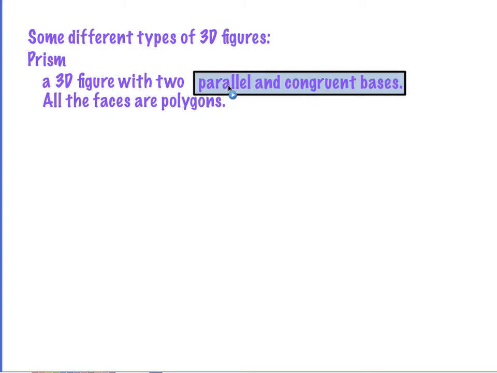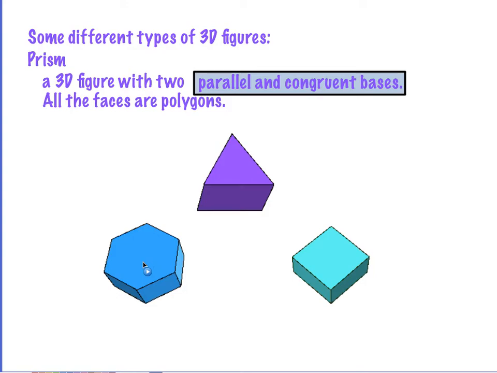And then all the faces are polygons. In order for it to be a prism, all the faces have to be polygons, which means they can't curve, they have to be closed, and they have to have at least 3 line segments.